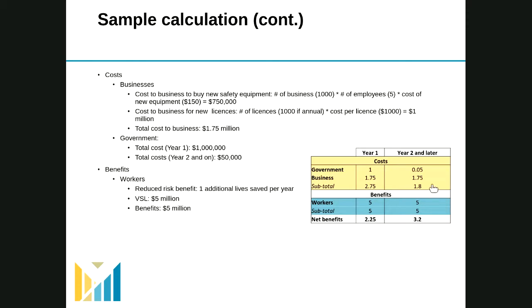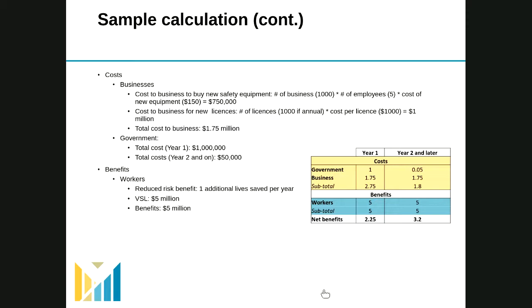So in this case, we see in year one, we have $2.75 million in costs. And then for benefits, sorry, we have $5 million in benefits, for net benefits of $2.25 million. In later years, because we know that the costs to government are dropping, the costs are only $1.8 million, and the benefits are still the same at $5 million, so we get a $3.2 million net benefit. So this is basically how the actual calculation works for a socioeconomic impact analysis.